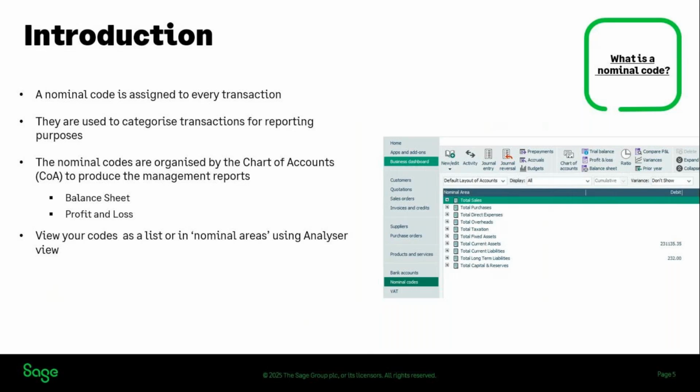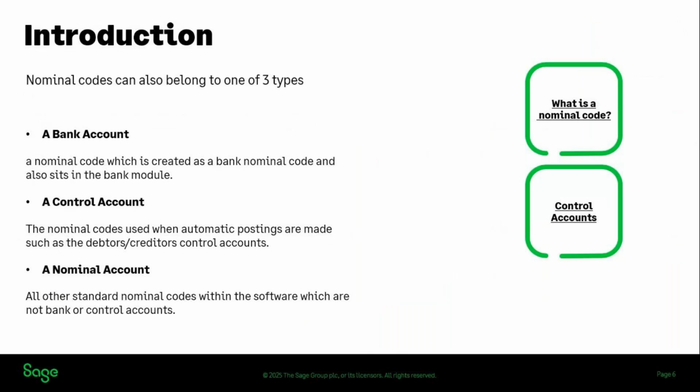Now, there are 3 main types of nominal code. There's your bank account nominal codes, your control account nominal codes, and then your nominal account, essentially. A bank account nominal code is different to the rest because it specifically tracks your banking movement, and you can't use a standard nominal code template for it. Again, in the demonstration, I'll show you what I mean by that.